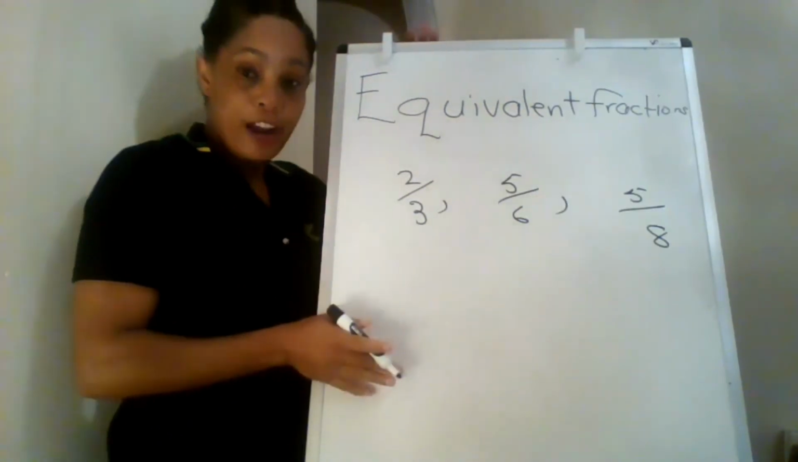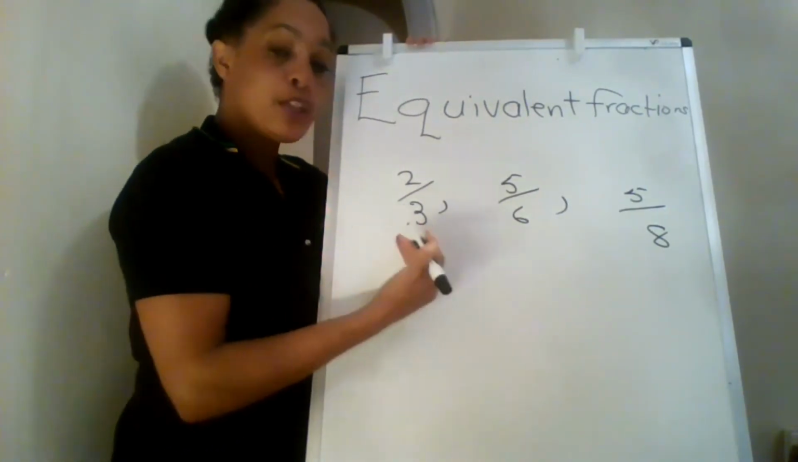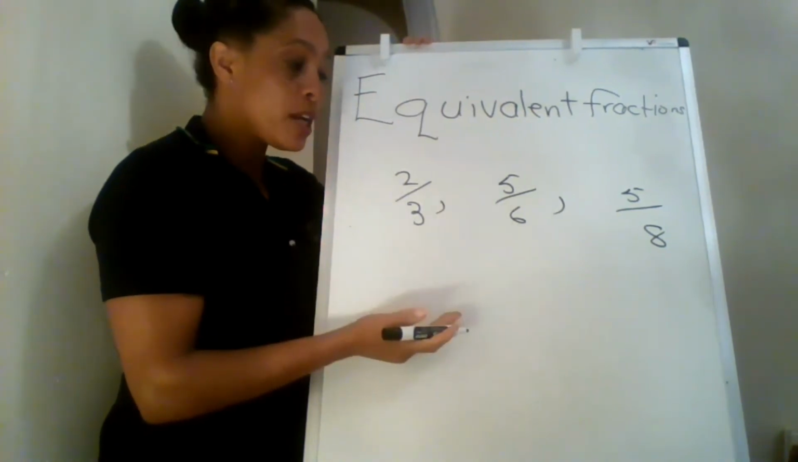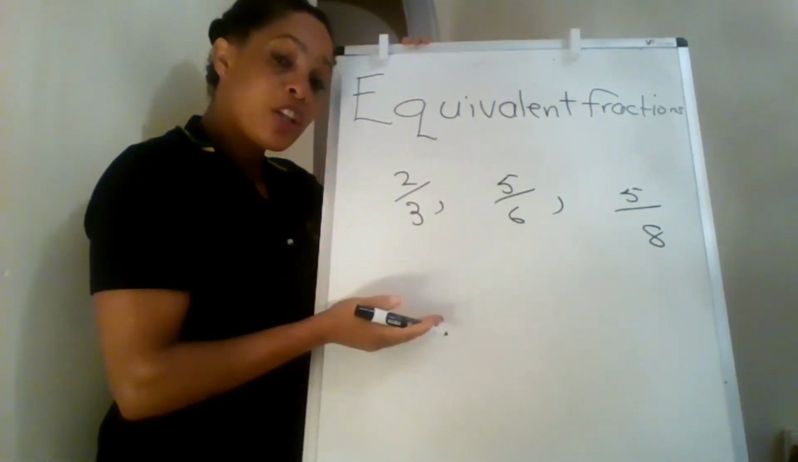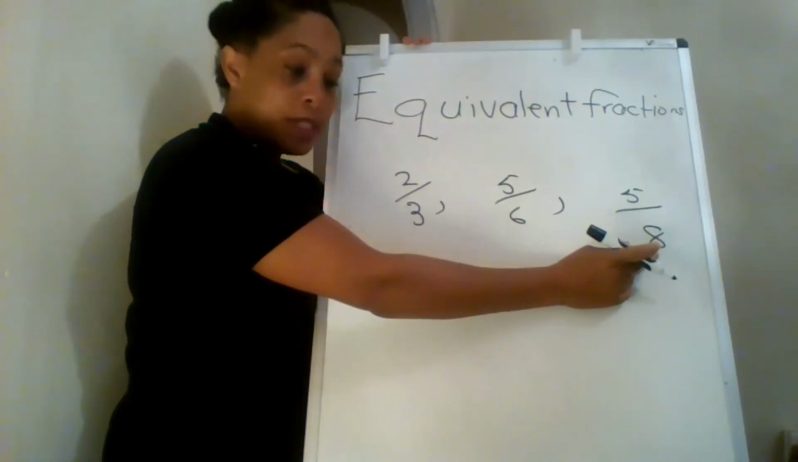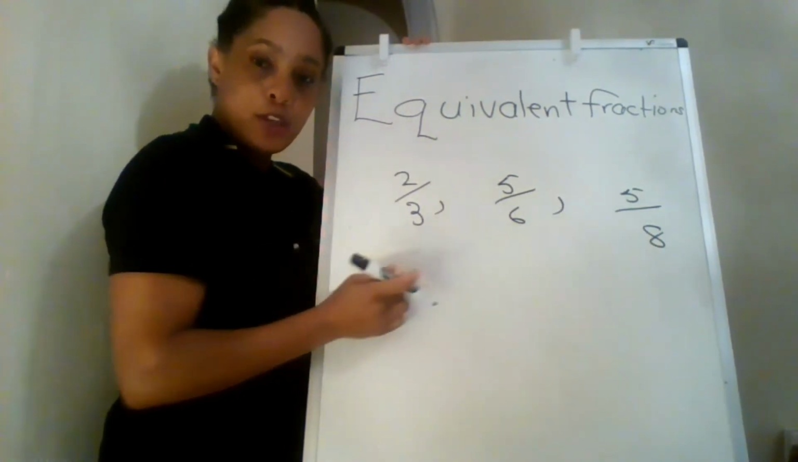Let's look at another fraction. Here again, we need to put these in order, smallest to largest. Which times table are we going to be checking out? We're going to be checking out our 8 times table because it is the biggest denominator.